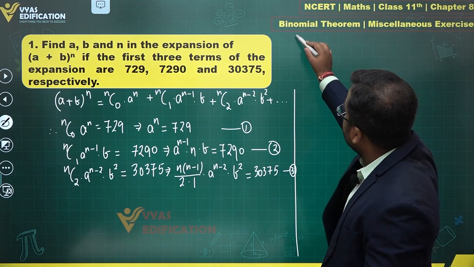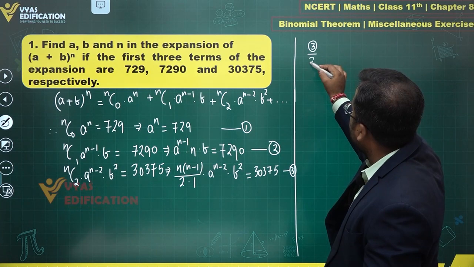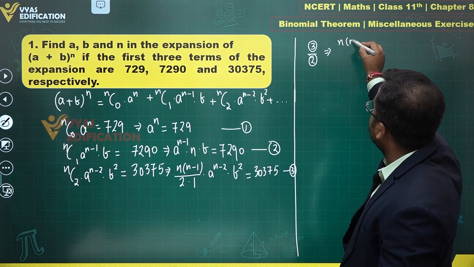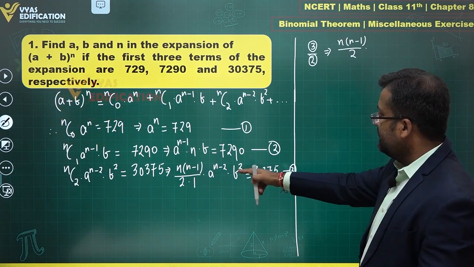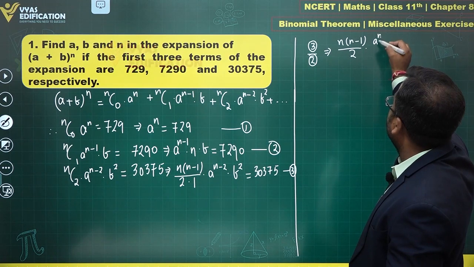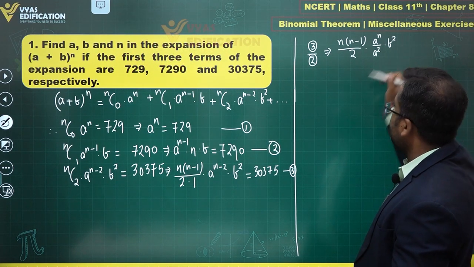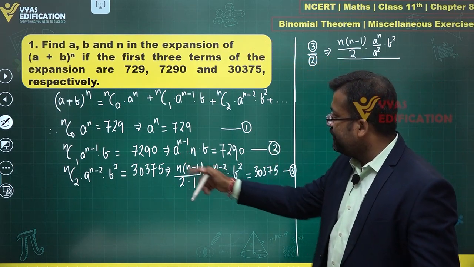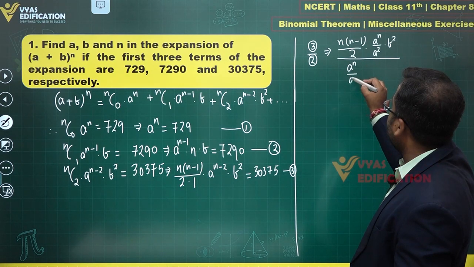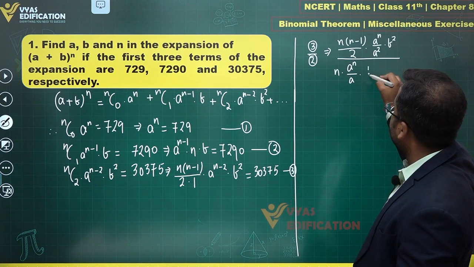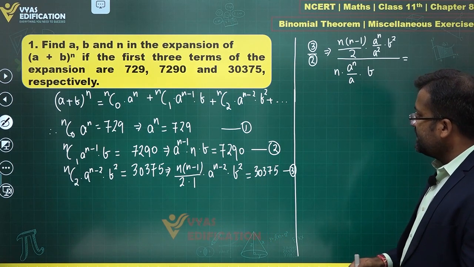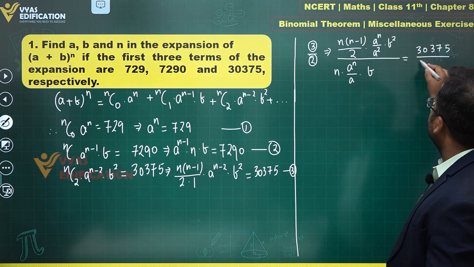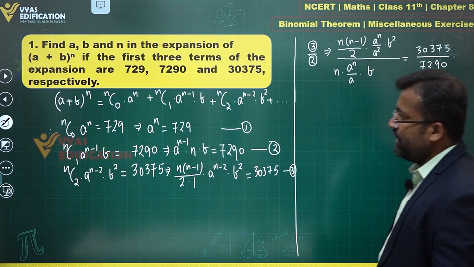On dividing 3 by 2, let's divide 3 upon 2. What does that give us? This gives me, let's try to simplify in this manner, n times (n-1)/2 times a^n upon a^(n-1), and then you have b^2 already over here. This is the left hand side. What about the denominator? Denominator of 2 will be a^n over a, then you have n and you have b also over here. This is equal to 30375 over 7290. This is what I get, right?